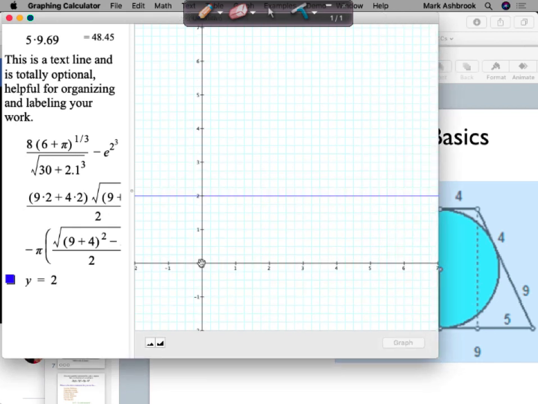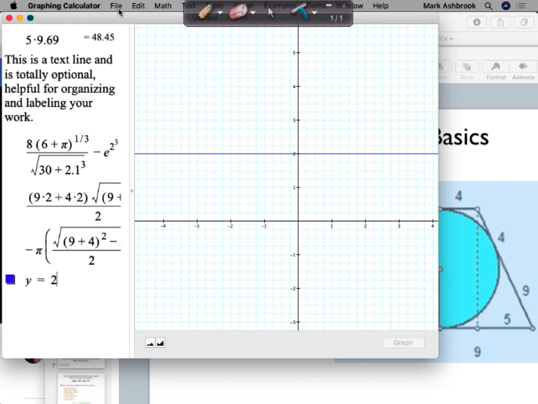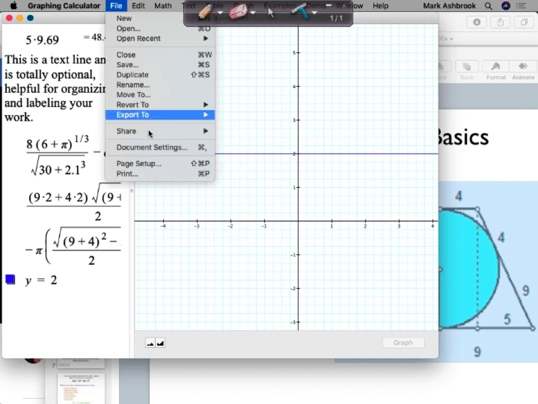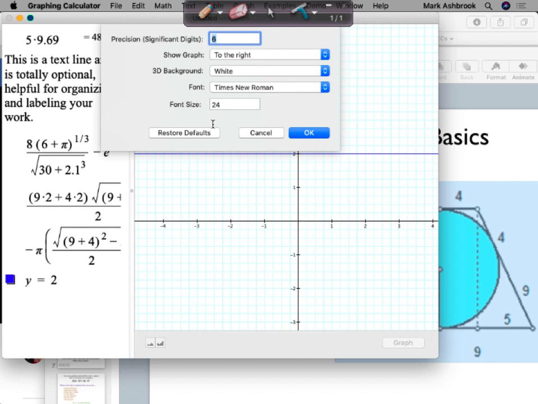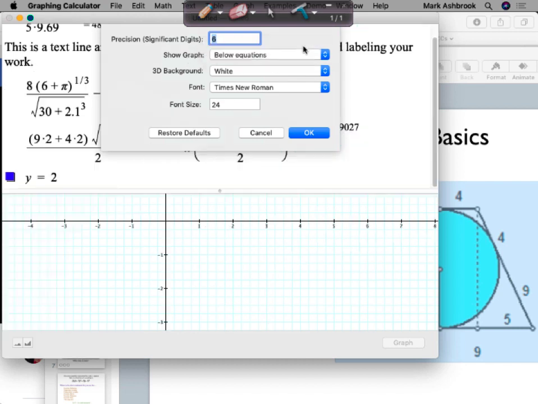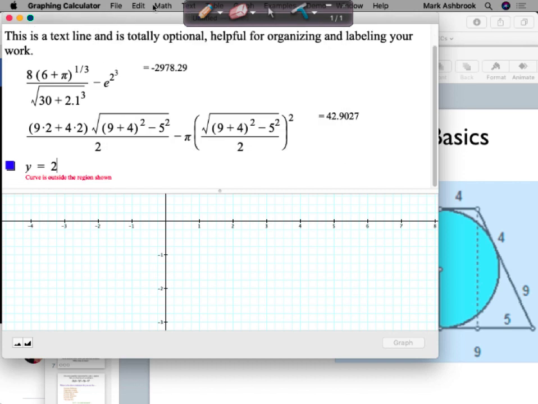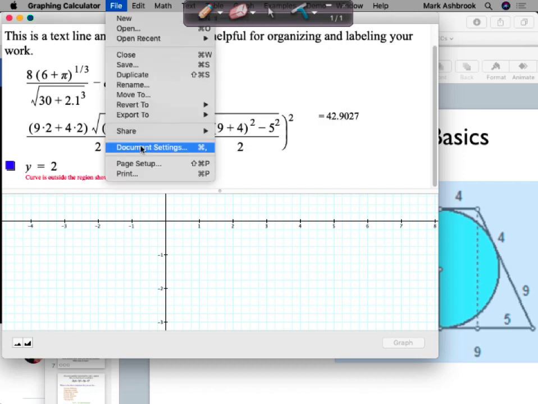So you may have your graph on the side or below. It doesn't matter. You can change that if you go to File, Document Settings. Here I'm showing the graph to the right. You can show it below. That's the default, usually below. You can also change the font, how big the text or the math lines are. You can choose that there. File, Document Settings.